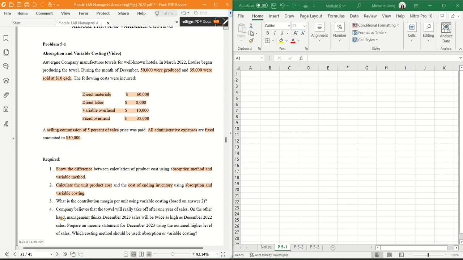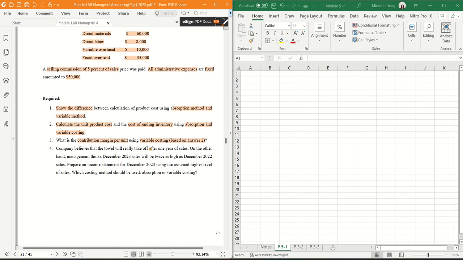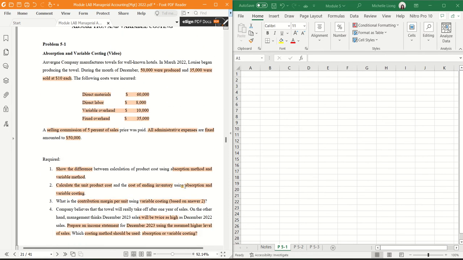And then the third one is what is the contribution margin per unit using variable costing, which is based on the number two answer. Number four, the company believes that the tower will really take off after 1 year of sales. On the other hand, management thinks December 2023 sales will be twice as high as December 2022 sales. Prepare an income statement for December 2023 using the assumed higher level of sales. And which costing method should be used, absorption or variable? Okay, so that is problem 5.1.